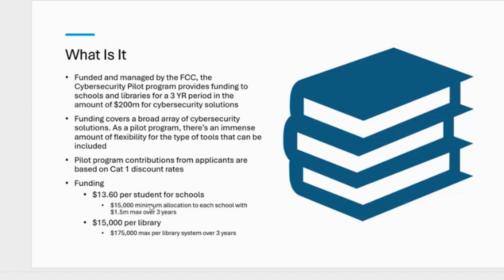For libraries, we have $15,000 that's provided per library. So, of course, if you're only one library, you're going to have $15,000. But if you're larger than that, or you have more libraries exceeding that $15,000, your max is going to be a $175,000 cap over 3 years.